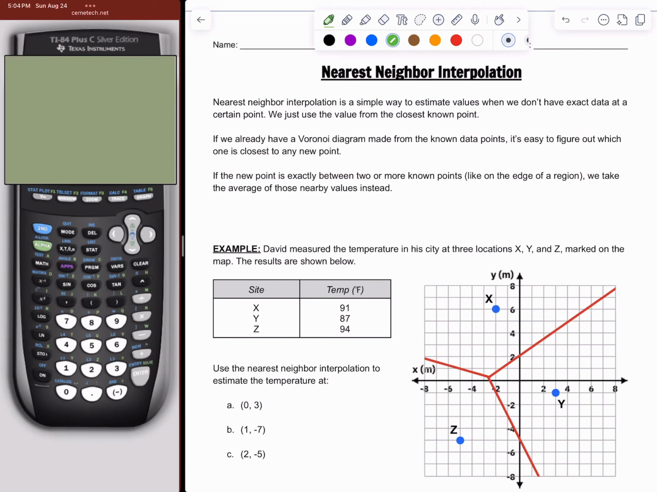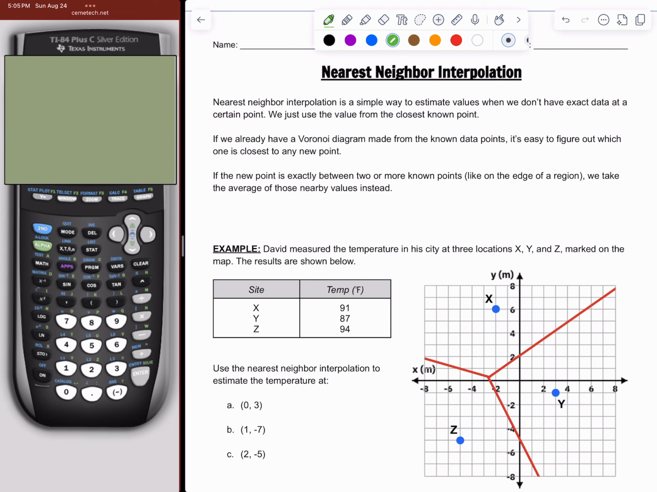Hello. Today we're going to talk about nearest neighbor interpolation. Nearest neighbor interpolation is just a simple way to estimate values when we don't have an exact data point, and we have to estimate the value of a point based on where the sites are in the Voronoi diagram. So basically what we do is we use the sites, and if a site has measurements, or takes on a certain value, then any point that is in the region of that site is also going to take on that value.